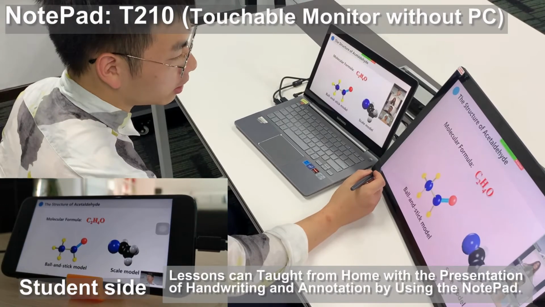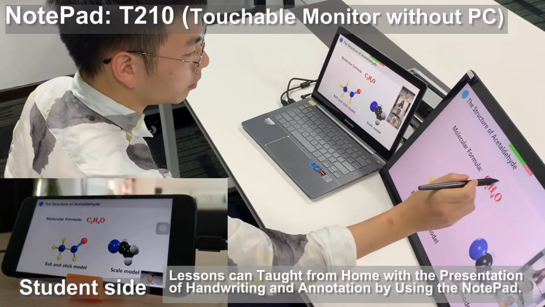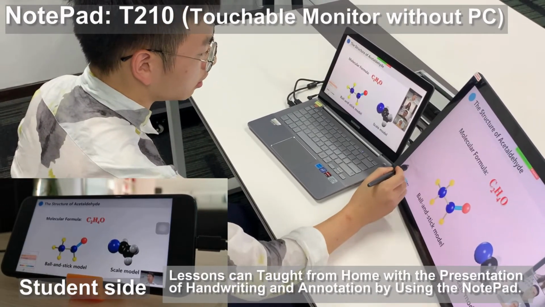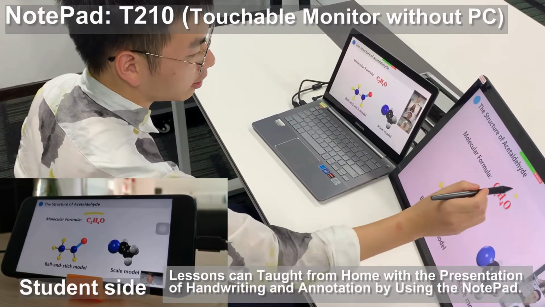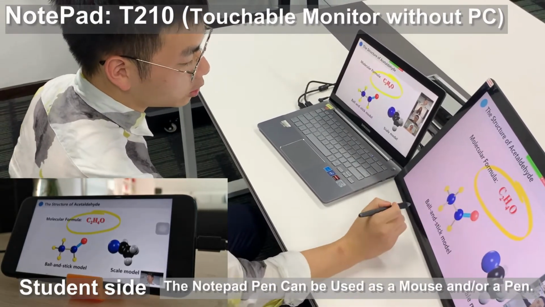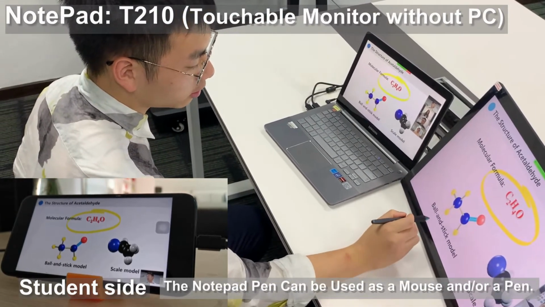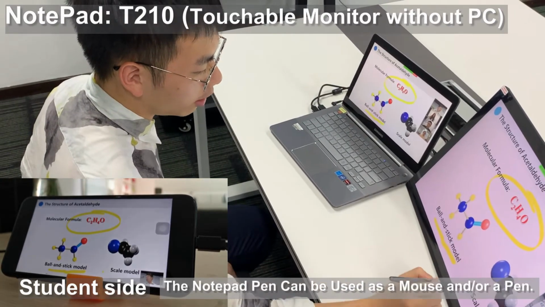Lessons can be taught from home with the presentation of handwriting and annotation by using the notepad. The notepad pen can be used as a mouse and a pen.